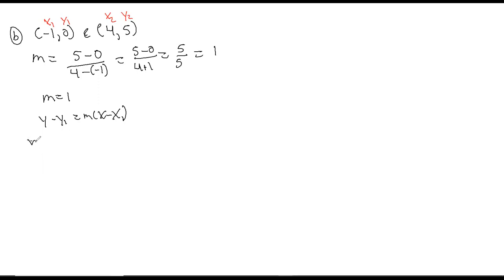So let's say version 1. This is where we're going to use the -1 and the 0. So we'll go y minus the y1, which is 0, equals the m, which is 1, times x minus x1, that double negative again. So that's y equals, y minus 0 is y, 1 times x plus 1. Distributing 1 does nothing, so that's y equals x plus 1. And that would be our equation.